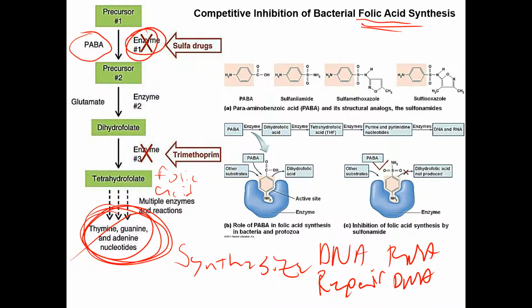Alright, so that's what's going on here. PABA binds to enzyme 1, and it allows for precursor 1 to produce precursor 2.